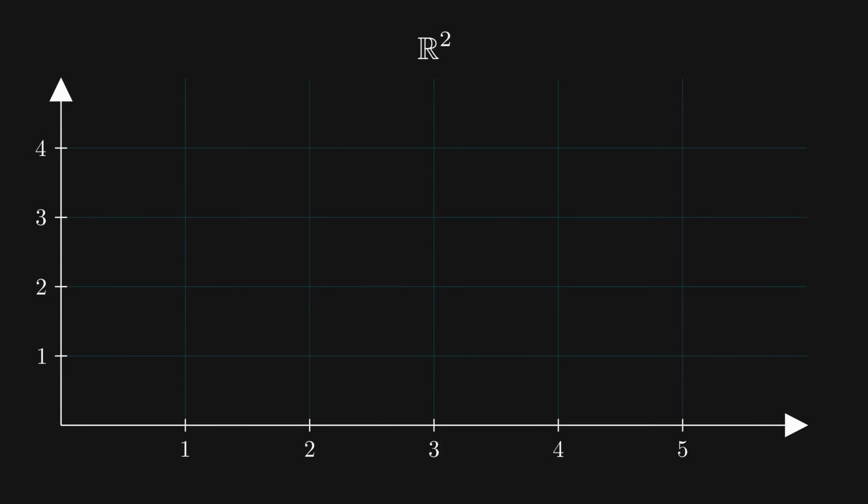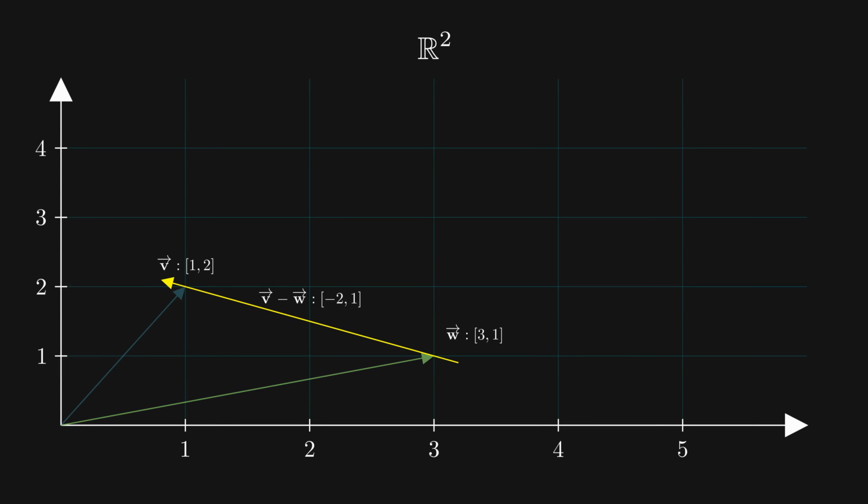Example for 2D space? We're now in 2-dimensional space R2, and we're looking at 3 vectors. First, the dark blue arrow represents vector v with values 1 and 2. This means move 1 unit to the right and 2 units up. Next, the light green arrow shows vector w with values 3 and 1. That's a movement 3 units to the right and 1 unit up. Finally, the yellow arrow represents the result of vector v minus vector w, which gives us a new vector with values -2 and 1. That means move 2 units to the left and 1 unit up. This scene nicely shows how vector subtraction gives us the direction and distance from one vector's tip to another's.